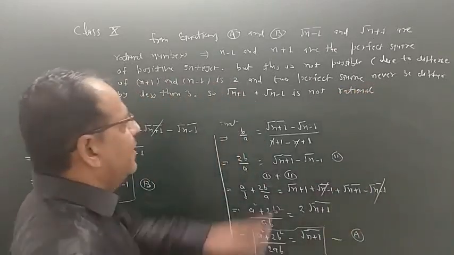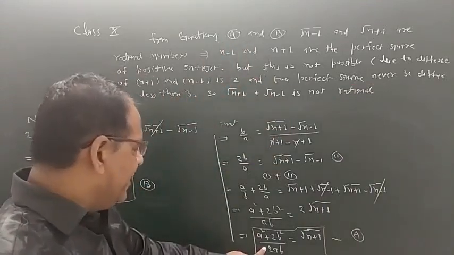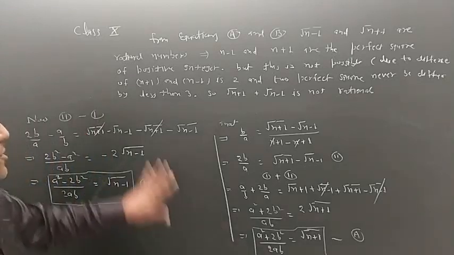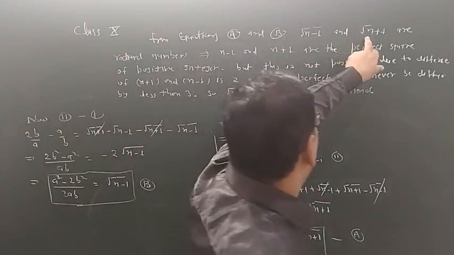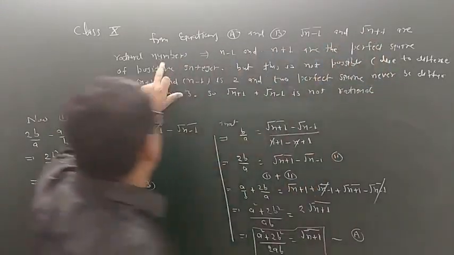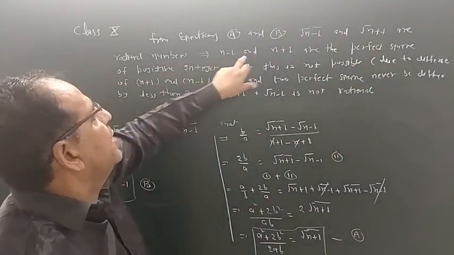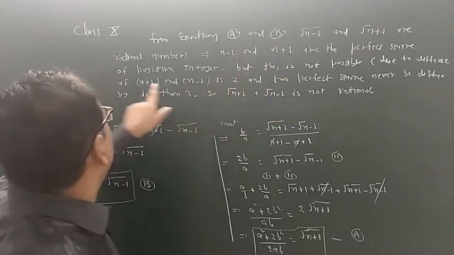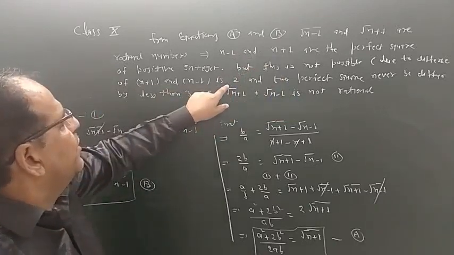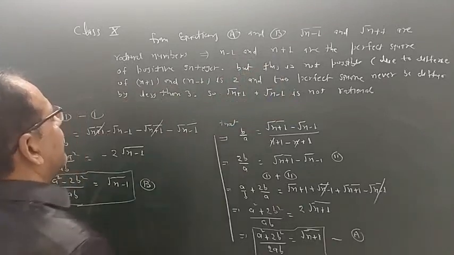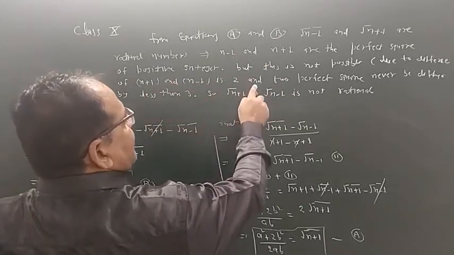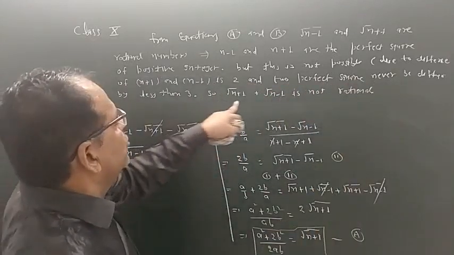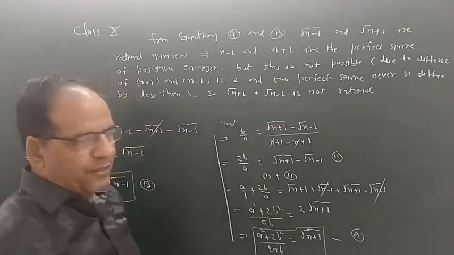I am repeating again. Left hand side of equation A, right hand side of equation A, both are rational numbers. So under root n plus 1 and under root n minus 1 are both rational numbers. If these are rational numbers, then n minus 1 and n plus 1 are the perfect squares of positive integers. But this is not possible. Why? Due to the difference of n plus 1 and n minus 1 is 2. If these are perfect squares of integers, then this is not possible because two perfect squares never differ by less than 3. So under root n plus 1 plus under root n minus 1 is not a rational number. Thank you very much.